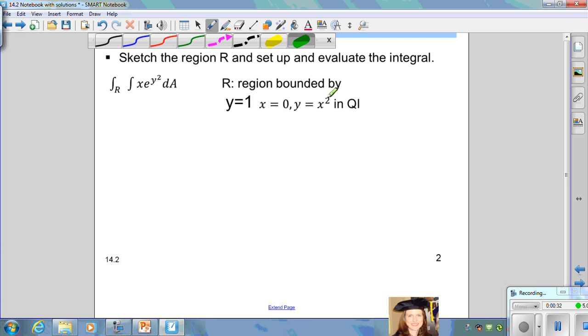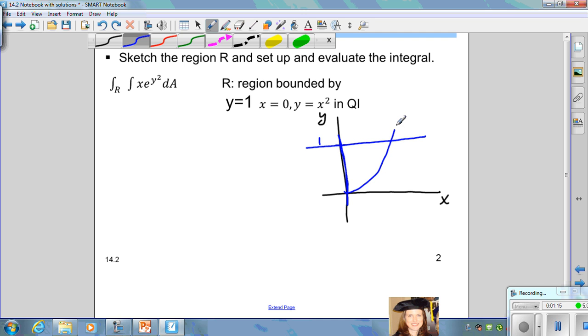Let's sketch the region bounded by y is equal to 1, x is equal to 0, y is equal to x squared in Q1 or quadrant 1. Okay, so if we sketch quadrant 1, we have our x-axis and our y-axis. The equation y is equal to 1 is a horizontal line through 1. The line x is equal to 0 is the vertical line through 0 on the x-axis. And the equation y is equal to x squared is the parabola, just the part in quadrant 1 here.